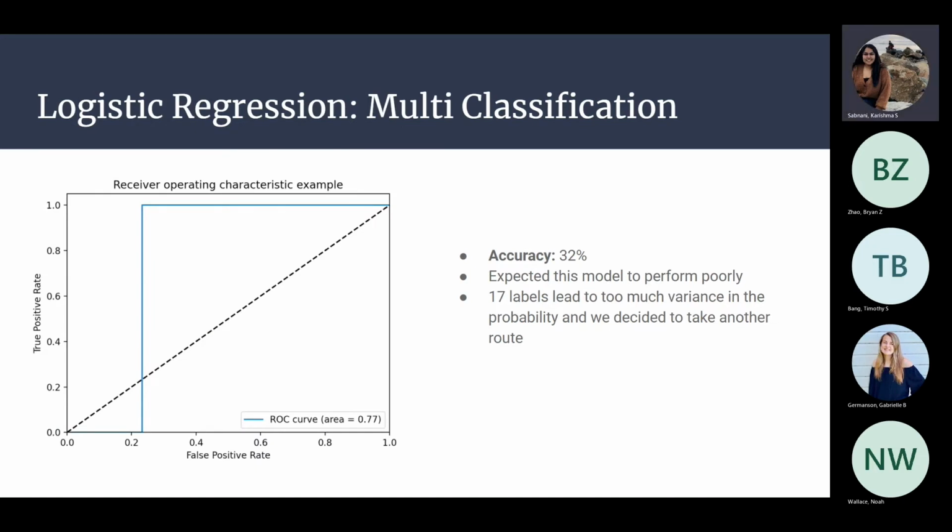Since the goal of our project was to predict the rankings, we decided to create a multi-classification version of logistic regression, as this would allow us to directly predict the rankings. As expected, the accuracy of this model was incredibly low at 32%. Also, the ROC curve looks nothing like what is expected for this type of model. Building this model allowed us to realize that 17 labels is too many for the model to perform well.